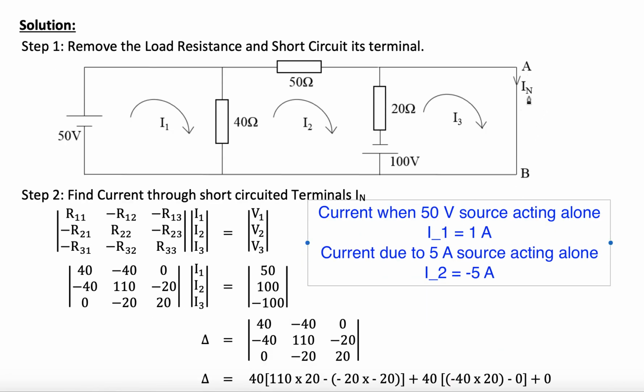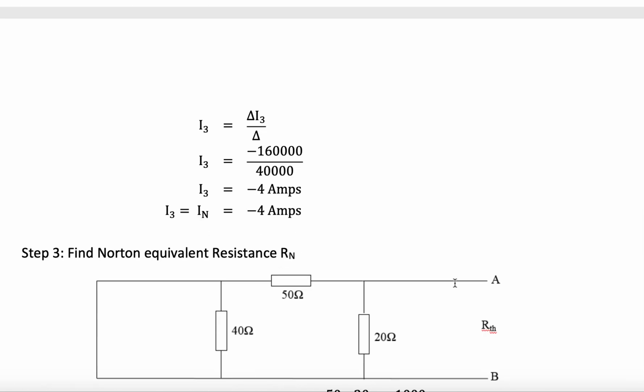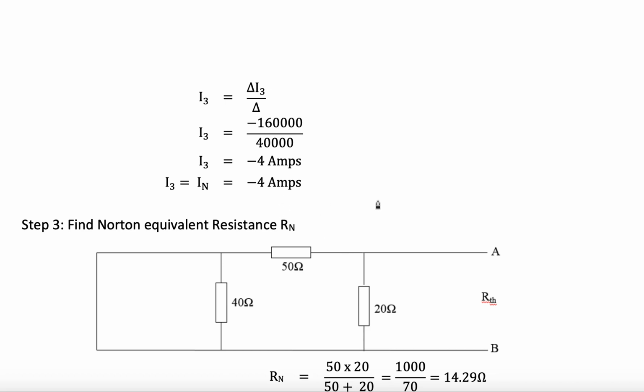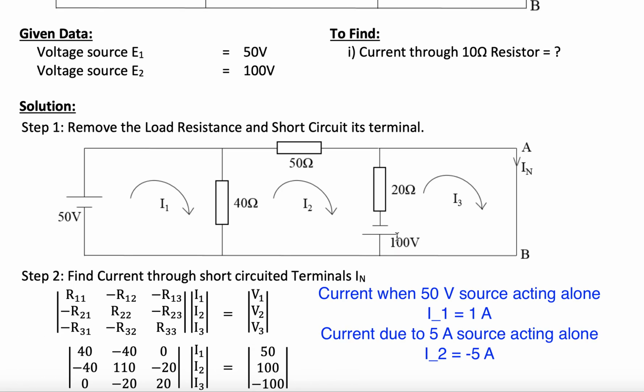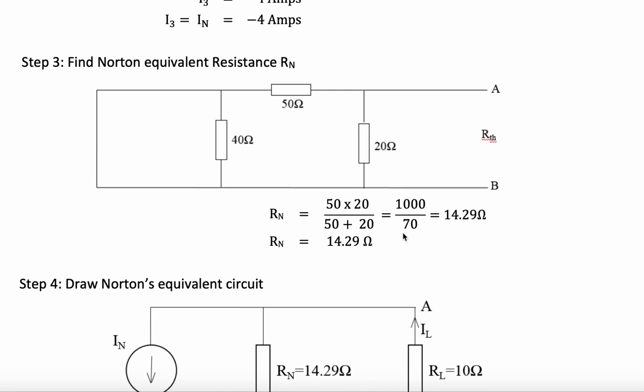What about IN? IN is A to B, so I1 plus I2. So minus 4 ampere is IN. That is what we got, right? Finally, whatever may be the method, we'll get the same value anyway.